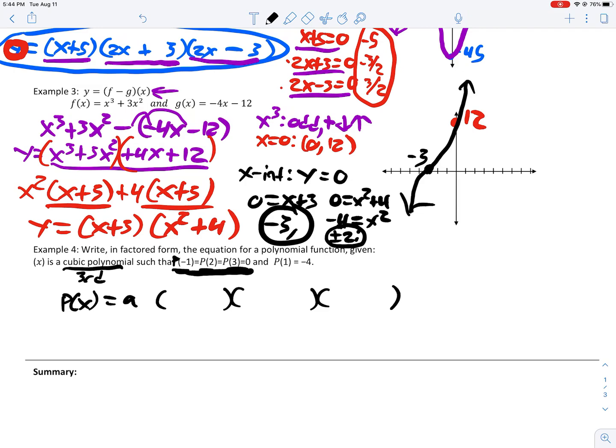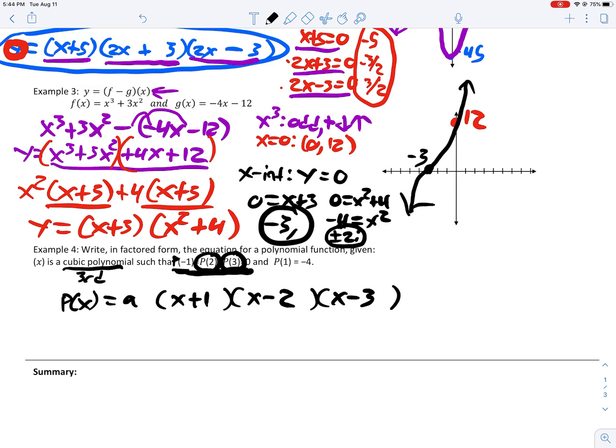So if negative 1 is the 0, then the factor would be x plus 1. If 2 is the 0, then the factor would be x minus 2. If 3 was the 0, then the factor would be x minus 3. And how do I know they're zeros? Well, it says p of negative 1 equals p of 2, which equals p of 3, which equals 0. So when you plug those values in, you get 0. That means it's an x-intercept. So that means it's a 0, it's a root.